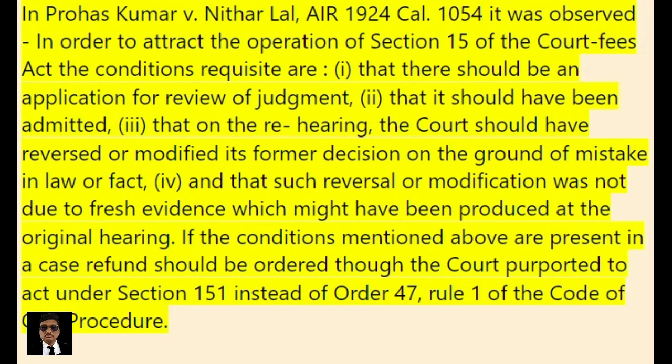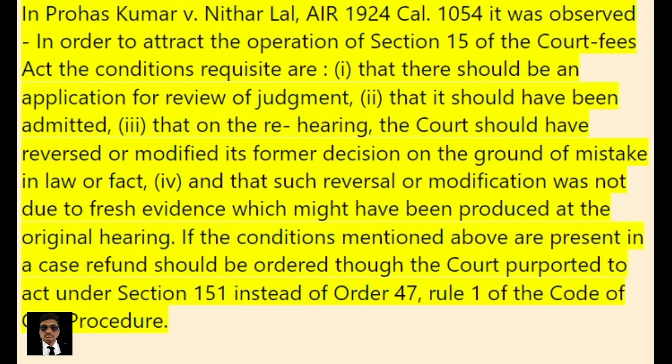In Prohas Kumar v. Nithar Lal, AIR 1924 Calcutta 1054, it was observed that in order to attract the operation of Section 15 of the Court Fees Act, the conditions requisite are: 1. That there should be an application for review of judgment. 2. That it should have been admitted.